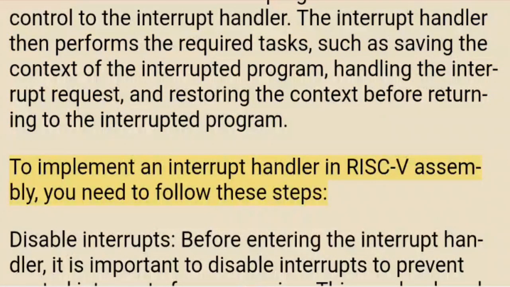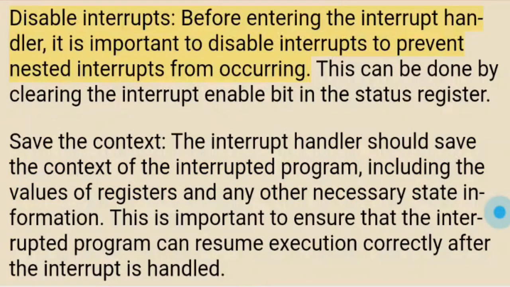To implement an interrupt handler in RISC-V assembly, you need to follow these steps. Disable interrupts. Before entering the interrupt handler, it is important to disable interrupts to prevent nested interrupts from occurring. This can be done by clearing the interrupt enable bit in the status register. Save the context. The interrupt handler should save the context of the interrupted program, including the values of registers and any other necessary state information.